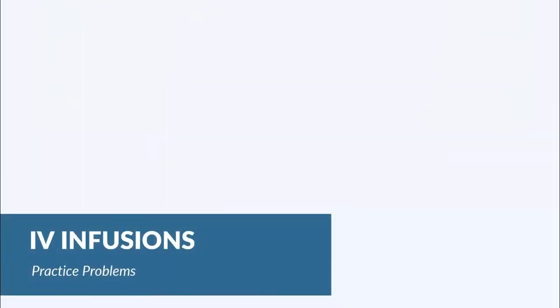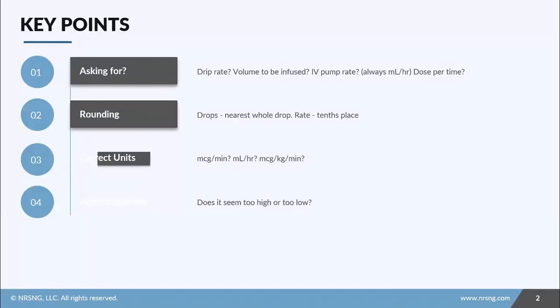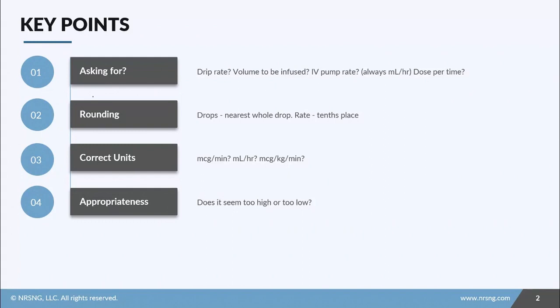Okay, in this problem, we're going to be looking at calculations that involve IV infusions. A couple of key points: make sure that you know what it is that the problem is asking for. This could be a drip rate, which would be drops per minute, could be volume to be infused, which you might see abbreviated VTBI, IV pump rates that are always milliliters per hour, or it might be a dose per time. Just make sure that you know what it is that you're looking for.